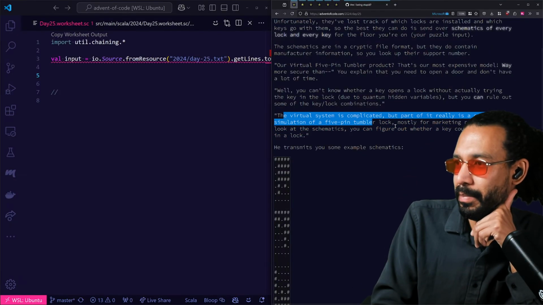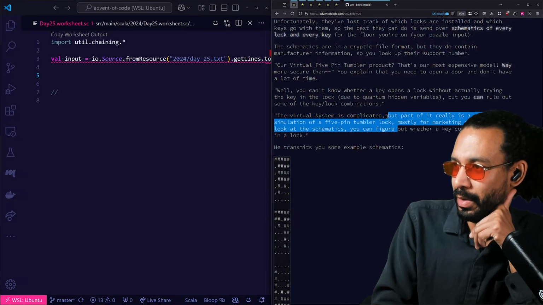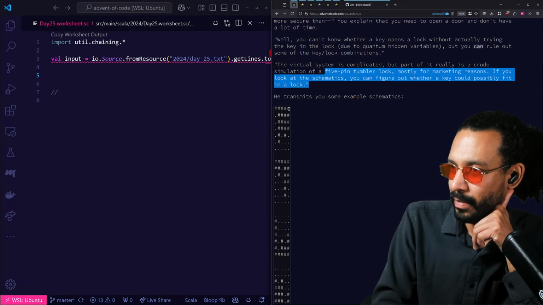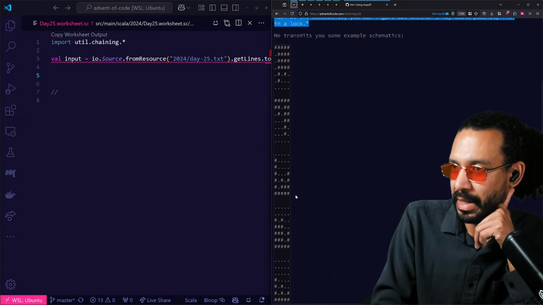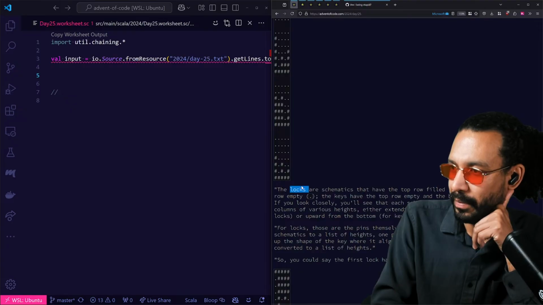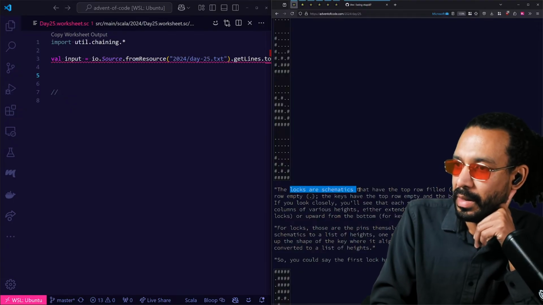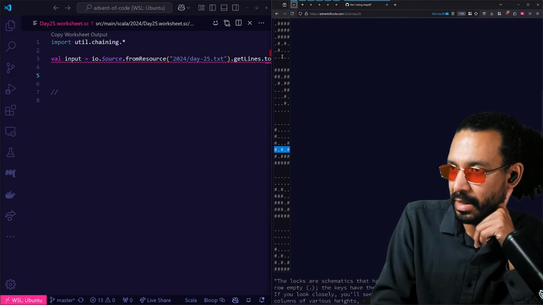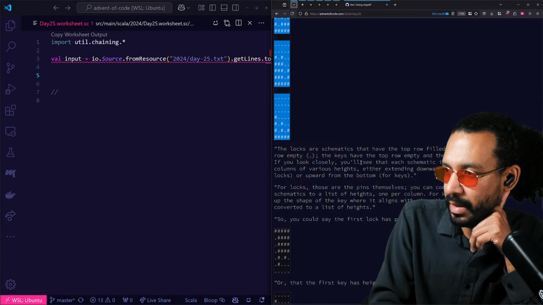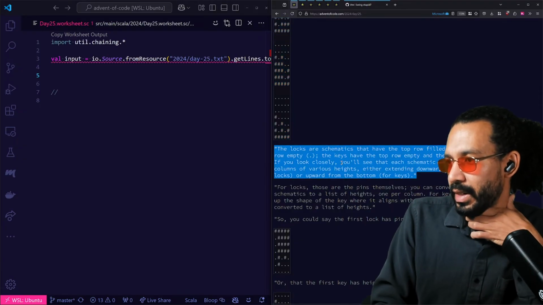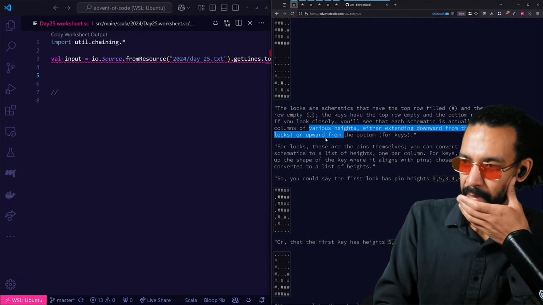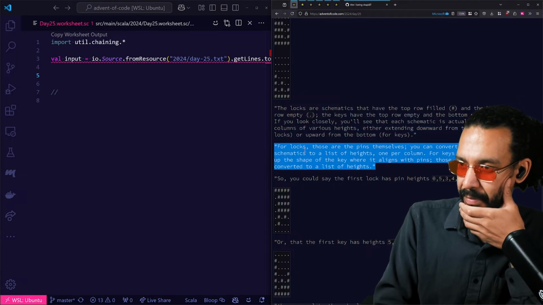The virtual system is complicated, but part of it really is a crude simulation of a 5-pin tumbler lock. Okay. So these are example schematics. The lock schematics have the top row filled and the bottom row empty. The keys, top row empty. Okay, so these are keys. This is a lock. And I guess we see if they fit. Each is actually a set of columns. Okay, yeah, of course. Either downward from the top for locks, upward from the bottom for keys.